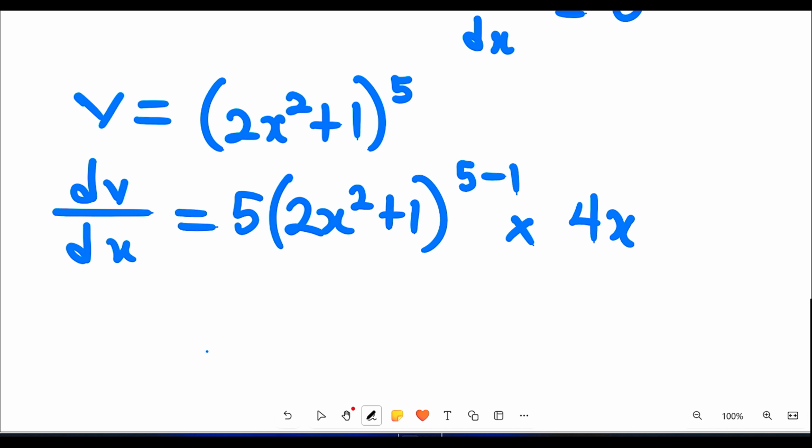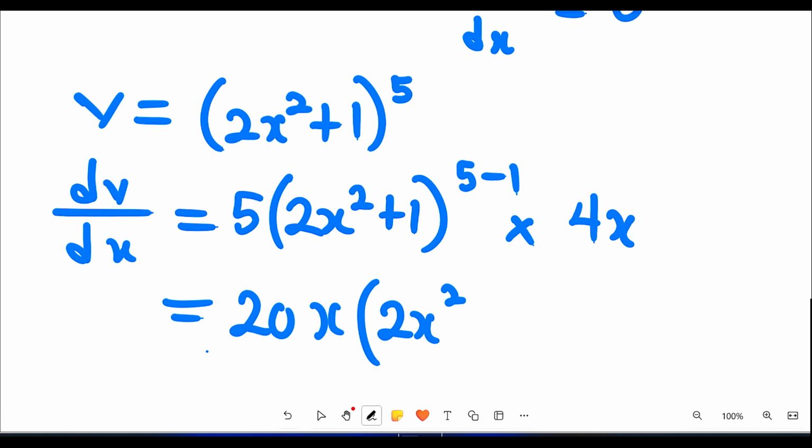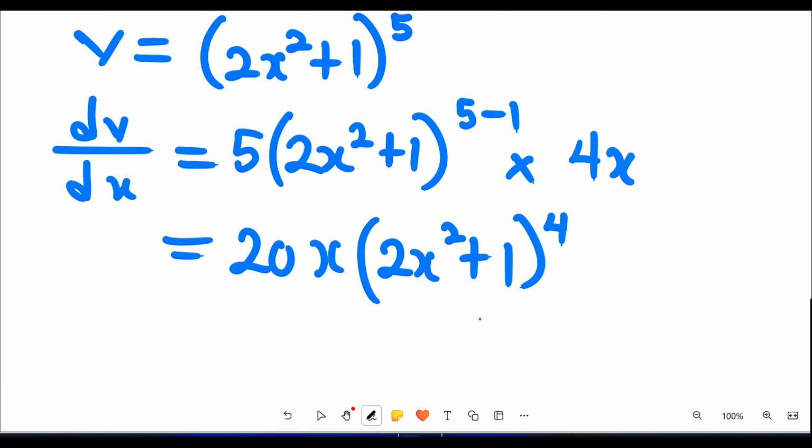So let us simplify. We are going to get 4 times 5, which is 20. Then there's x multiplying the 4, so it becomes 20x. Then open bracket, we have our 2x squared plus 1 inside the bracket. We close the bracket nicely, then having an exponent of 4. All right. So this becomes our dv/dx.